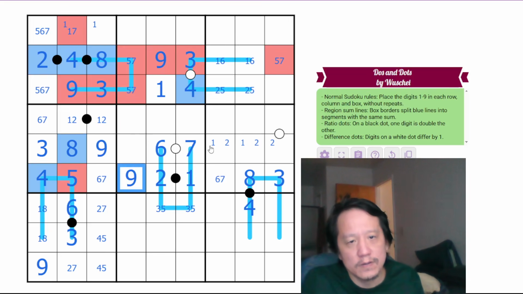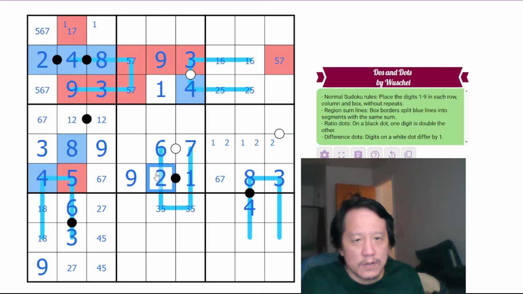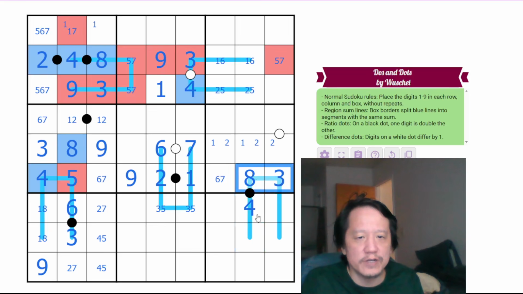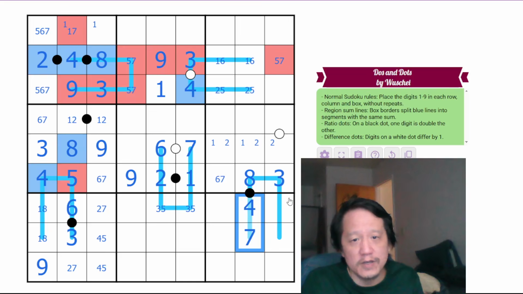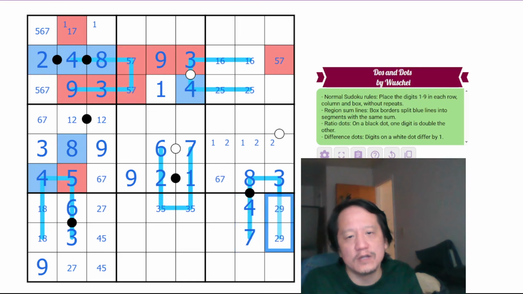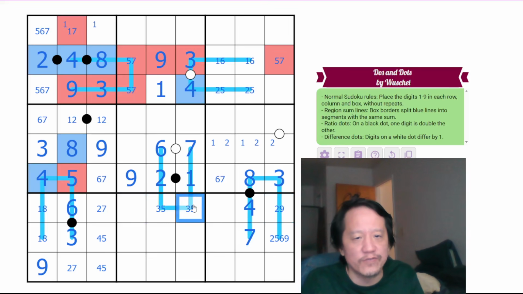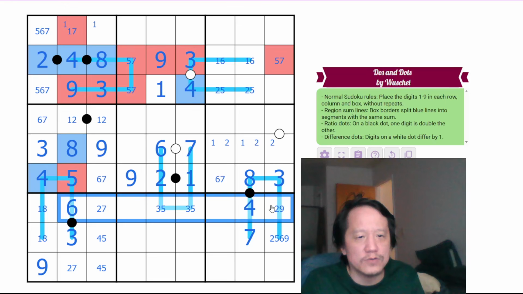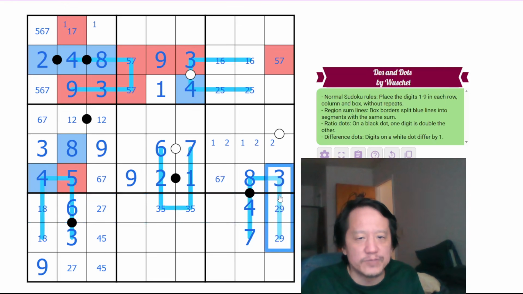Okay. This adds up to 11. Cannot be 3 and 8. So 3 and 8 is 4 and 7, adding up to 11. This is either 2, 9 or 5, 6. And this can't be 5 or 6 because of the 3, 5 pair in the row and the 2 and the 6 in the row. So this has to be 2 and 9 to add up to 11.